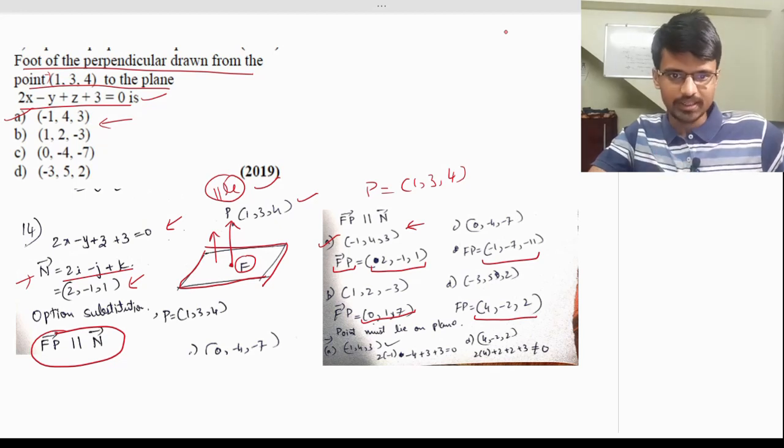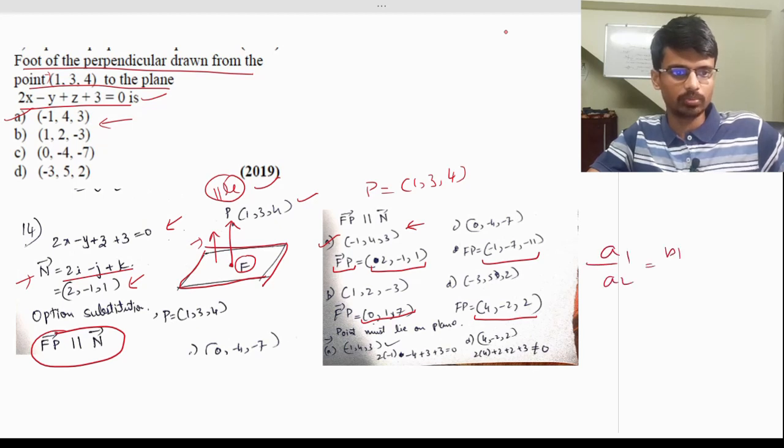I have to see whether this vector PF is parallel to my normal vector. If it is parallel, then I can confirm my point F. I just need to find out whether they are parallel. How do you check that the two vectors are parallel? Their corresponding components should be in ratio, right? We discussed initially.